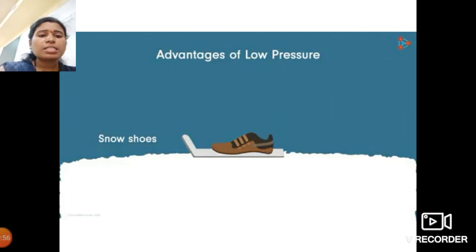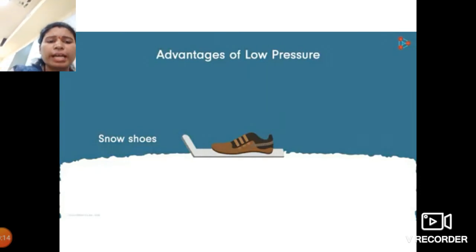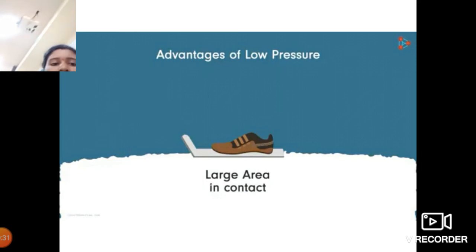So in this case, these snowshoes have a larger area in contact with the snow. So the pressure which is applied over here is very reduced. Okay, so the pressure on the snow is reduced. For that reason, we are able to walk on it without sinking deep with these shoes. Okay. Now in the case of a normal shoe, here a large area is there.